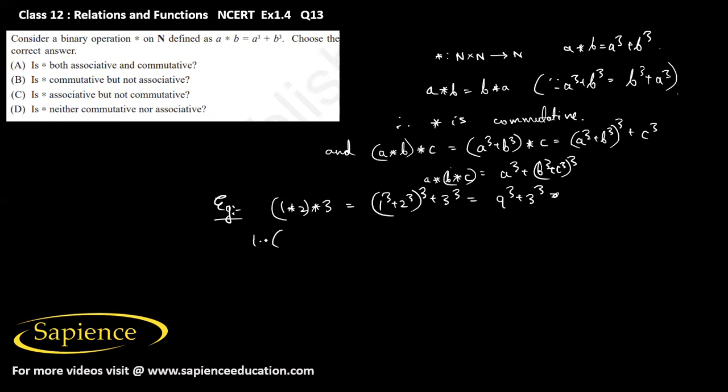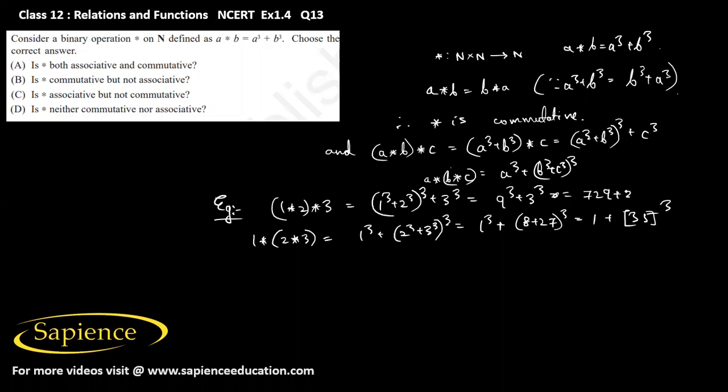And then if I do 1 star 2 star 3 the other way, that will be equal to 1 cube plus 2 cube plus 3 cube whole cube. So that will be equal to 1 cube plus, this is 8 plus 27, whole cube. So 27 plus 8 is 35. Here 9 cube is 729, plus 27. And this other one is obviously 35 whole cube.